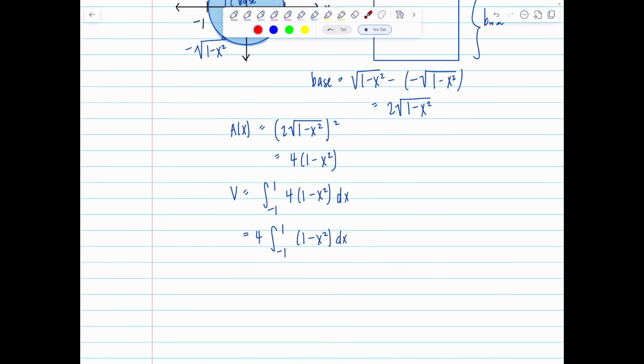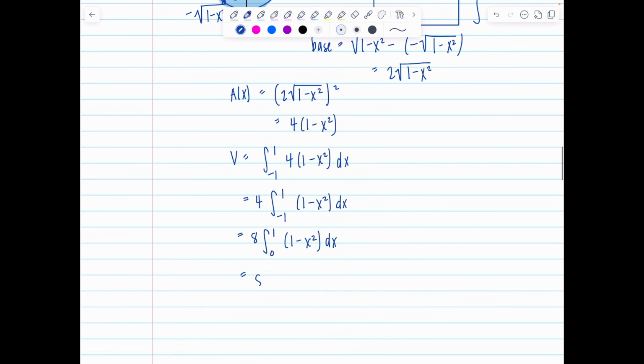If you didn't notice that, that's fine, but I'm going to go ahead and do it. I love it when my lower limit is 0, but you can only do that, remember, if you have the appropriate symmetry. Okay, so then we have 8 times, and just integrate x minus 1/3 x cubed from 0 to 1. So that's 8 times 1 minus 1/3 minus 0, which is 2/3. So this gives us 16/3. Very nice job, you guys.